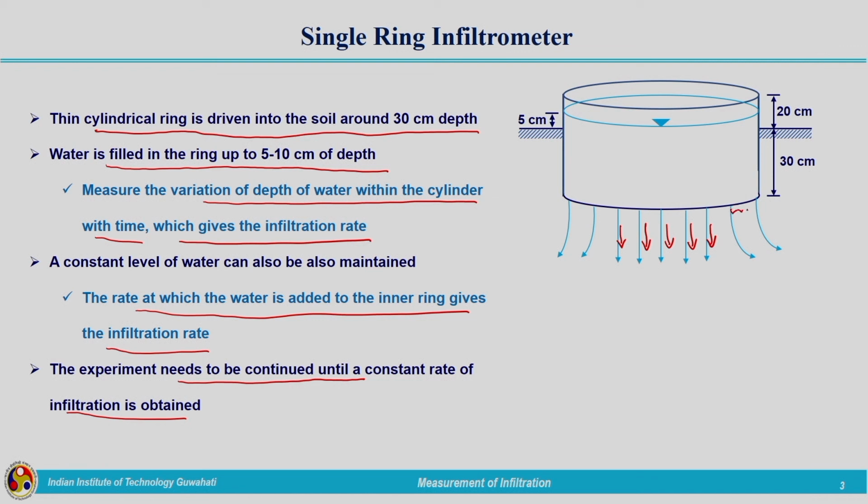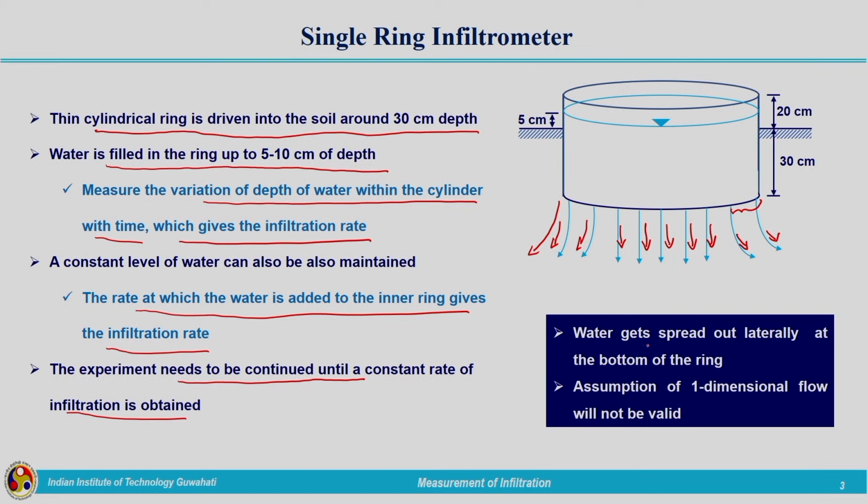When it comes to the sides of the infiltrometer, lateral flow is taking place. You can see the flow slowly spreads in the lateral direction. So, in this case the main disadvantage is that we are assuming that the flow is one dimensional, and at the same time the water which is infiltrating is not following the one dimensional path. At the sides of the infiltrometer, it is spreading in the lateral direction. So, water gets spread out laterally at the bottom of the ring. So, the assumption of one dimensional flow will not be valid.